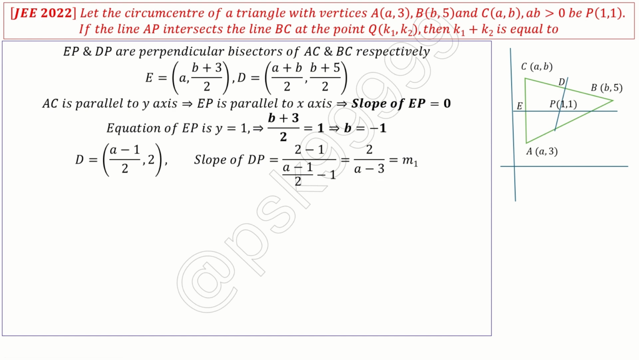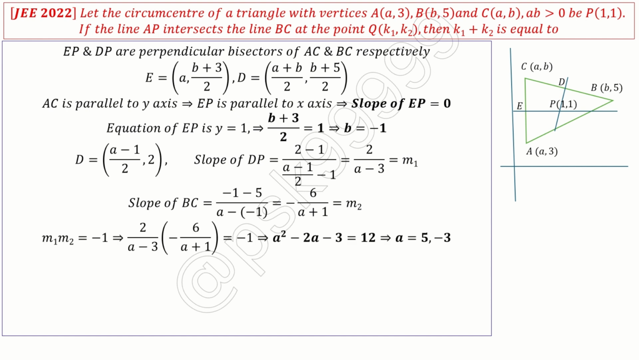Then the slope of BC, from the given points, is (-1 minus 5) divided by (a minus of minus 1), which is nothing but minus 6 by (a plus 1), which is m2. Now m1 and m2 are perpendicular to each other, so m1 into m2 is minus 1. If I substitute that, I get a quadratic equation in a, which is a square minus 2a minus 3 equal to 12. If I solve this, I'll get a equal to 5, minus 3.